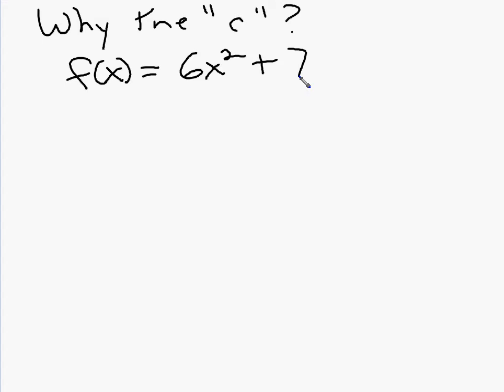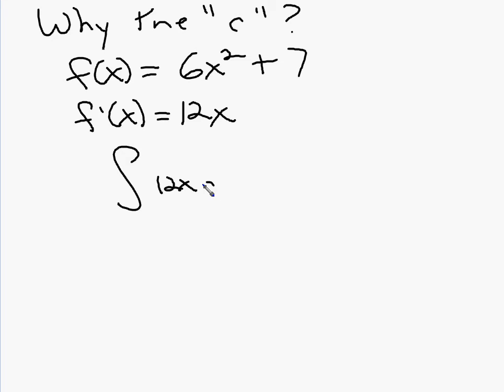Right? My original function was 6x squared plus 7. What's the derivative of it? Isn't it just 12x? Didn't the constant go away? So if I integrate and go backwards, if I integrated the 12x dx, what is the antiderivative of it?